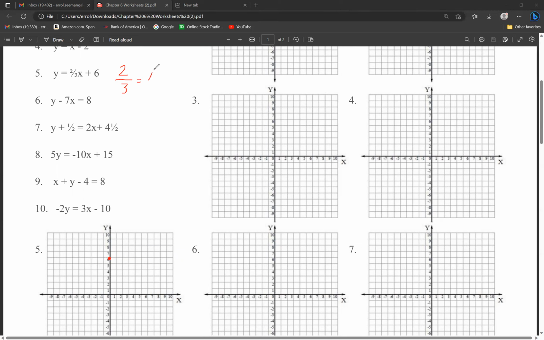Up 2. Yeah. And then right 3. Yep, up 2, right 3. And then let's draw one more dot. Up 2, right 3 again. Okay, connect those dots.